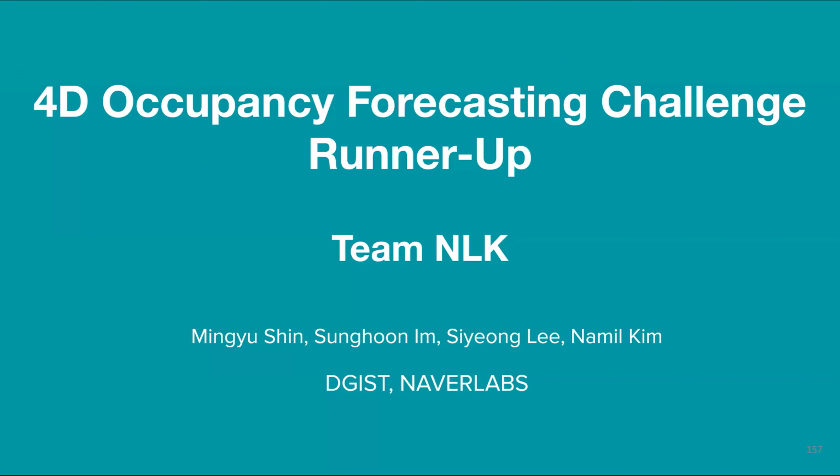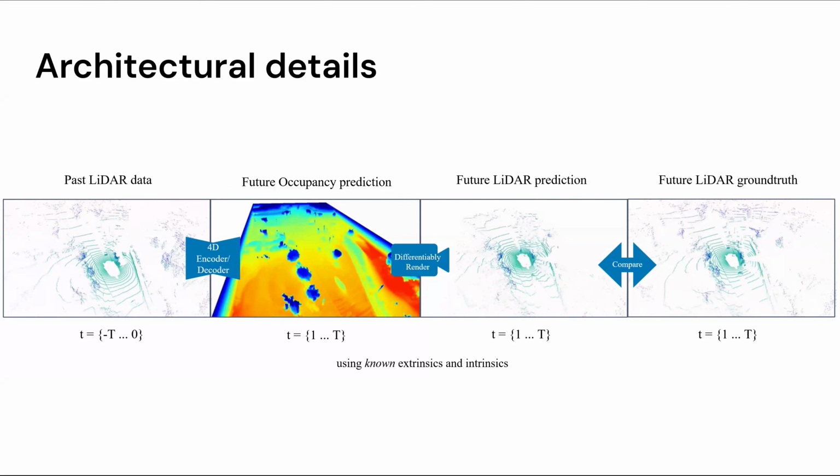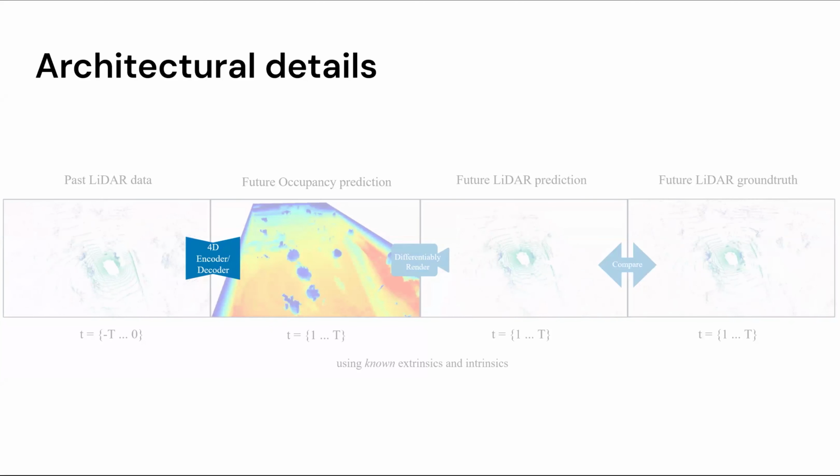Okay, I want to announce the runner-up of the 4D occupancy forecasting challenge, which was Team NLK from DGIST and Naver Labs. The method that they developed is largely based off of the self-supervised pipeline that we saw before, except that the 4D encoder decoder, or specifically the U-Net, is slightly different.